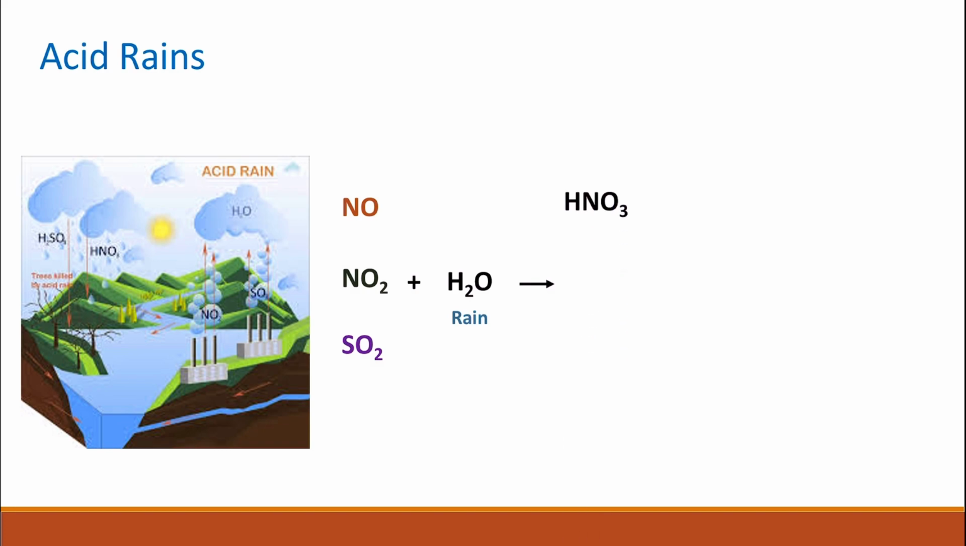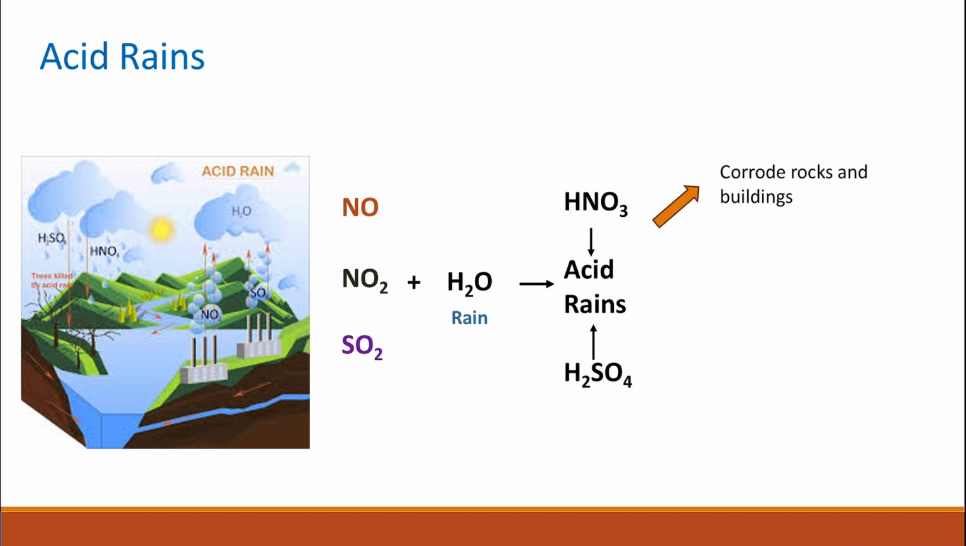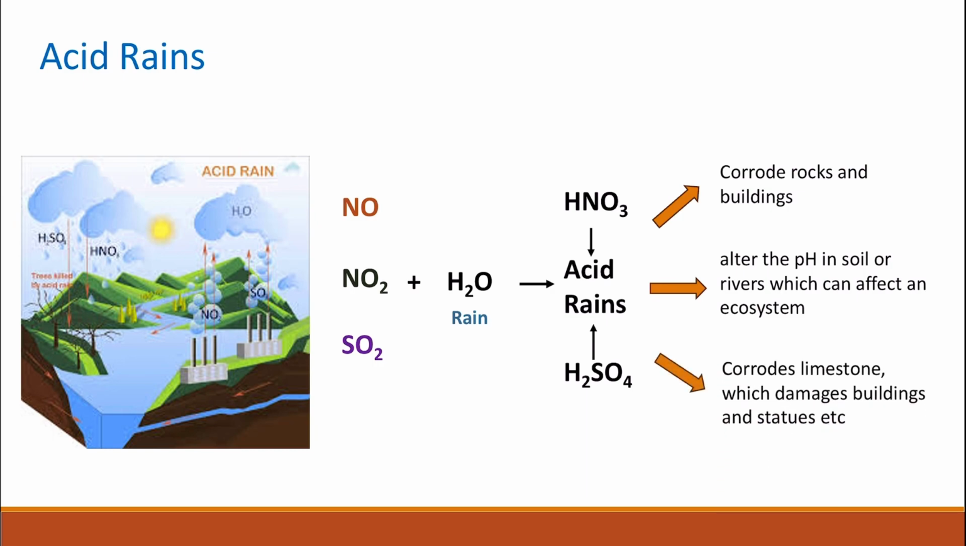These acids are nitric acid and sulfuric acid. These acids act as a source of hydrogen ions, and these hydrogen ions dissolve in the water in the rain, and they will give acid rain. The effects of acid rain are that it will corrode rocks and buildings. It will alter the pH in soil or rivers, which can affect the ecosystem. And it also corrodes limestone, which can damage buildings and statues.